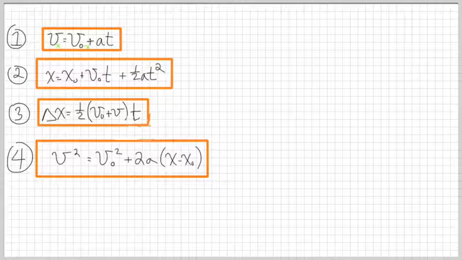All right, number 3 says delta x, or x minus x naught, so the change in position of the particle, is equal to 1/2 times the sum of the velocities, initial and final together, times the time. Number 4 says the final velocity of the particle squared is equal to the initial velocity of the particle squared plus twice the acceleration times the change in position.